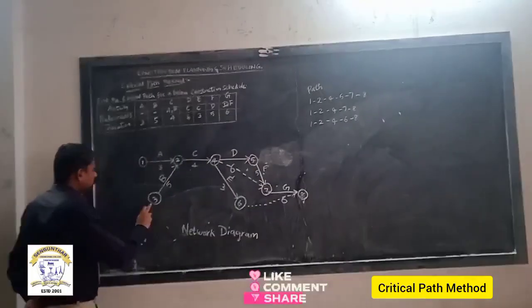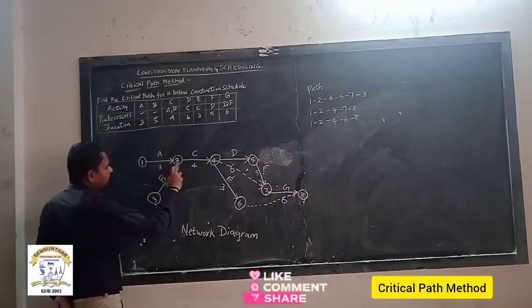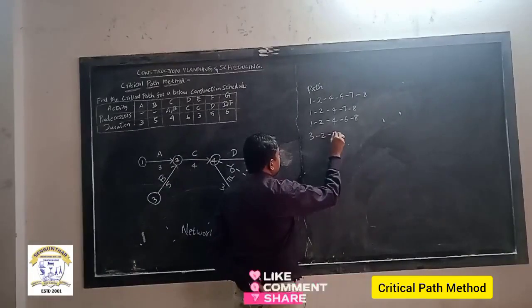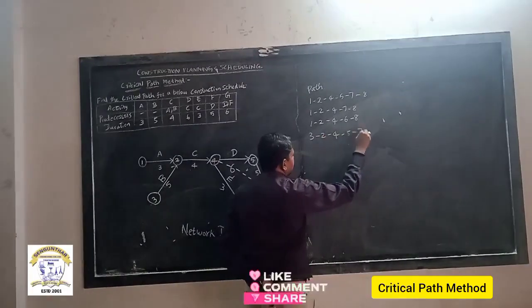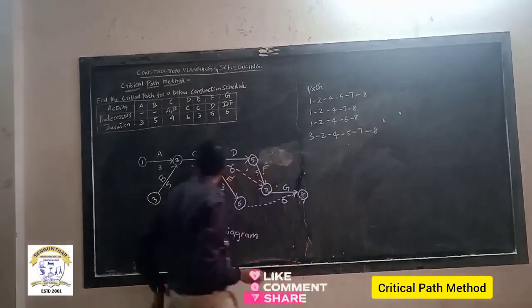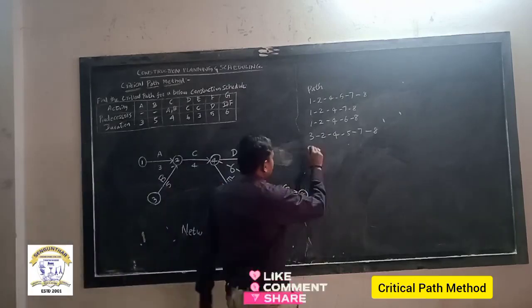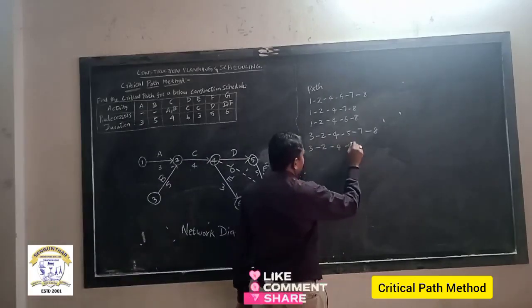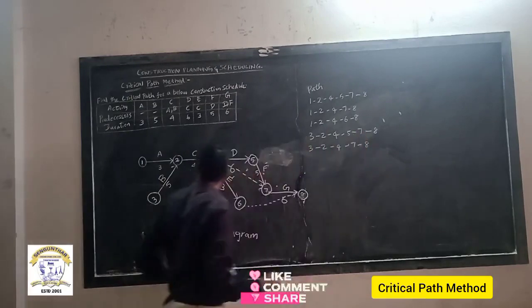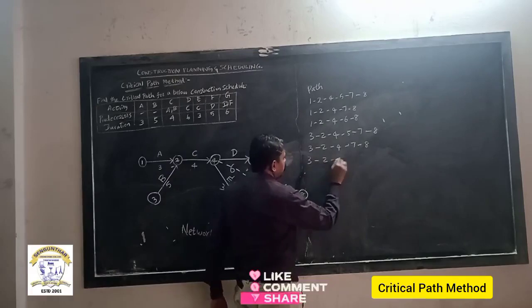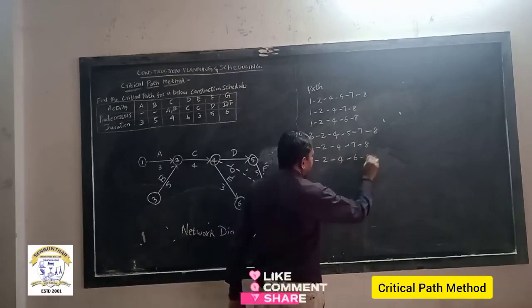Right. Next is in this 3, 2, 4, 5, 7, 8. And then 3, 2, 4, 7, 8. Then 3, 2, 4, 6, 8.